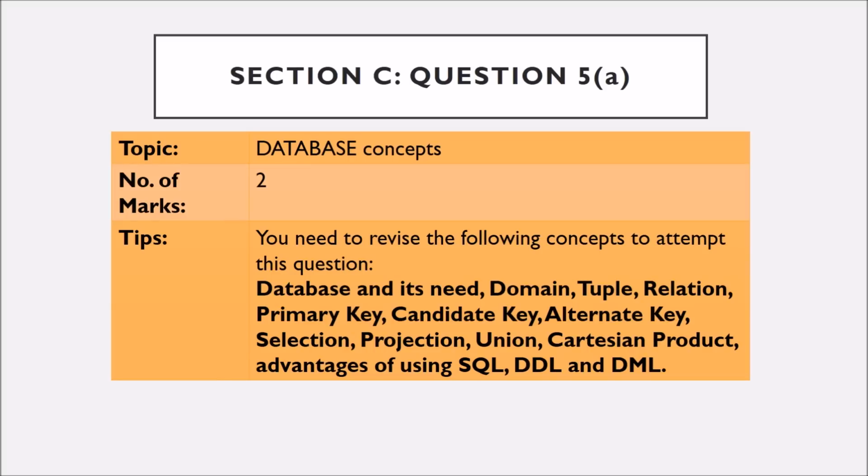Question number 5, part A, is of 2 marks and is based on the database concepts. You need to revise the following concepts to attempt this question: domain, tuple, relation, primary key, candidate key, alternate key, selection, projection, union, Cartesian product, advantages of using SQL, and DDL and DML.